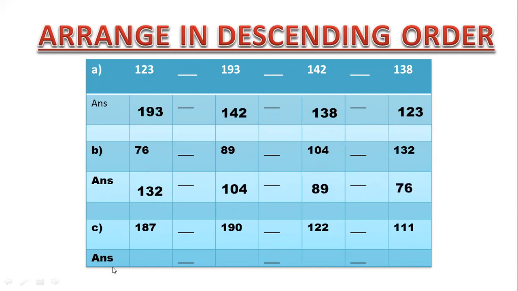Let's see the next question. 187, 190, 122 and 111. Which is the biggest number in this? Can you find out? Yes, it is 190. Then it will be 187, 122 and 111.